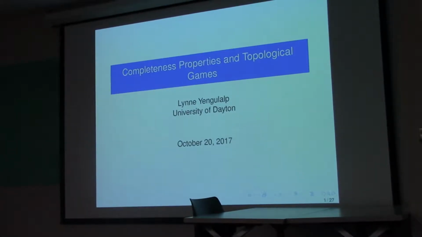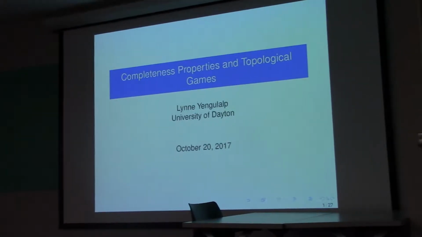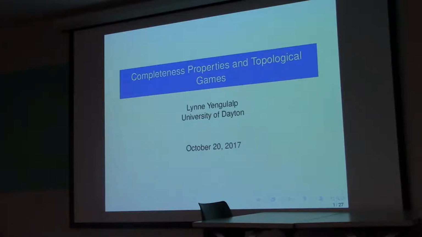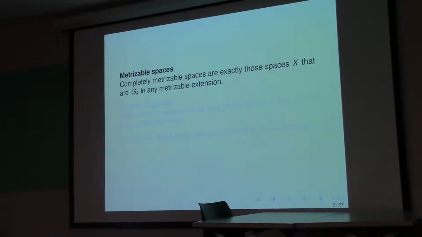I'll be talking about completeness properties, and since it's a birthday party, I brought games as well. Let me start somewhere familiar. What do we mean when we say a topological space is complete? Well, for metric spaces or metrizable spaces, we mean that there's a compatible metric in which every Cauchy sequence has a convergent point in the space.